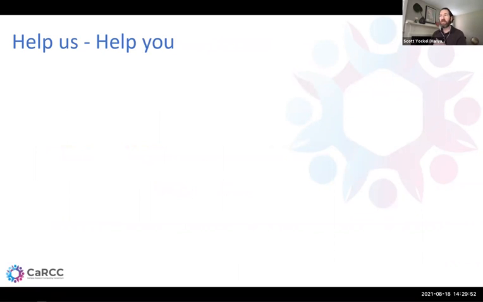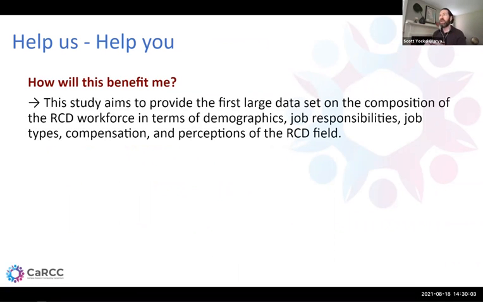So in this slide, you can help us and then we can help you. So quickly, you can go ahead and click. How will this benefit you as an individual? The study, like I said, is going to be the first large data set of this type. So you can help us because we need your data, but we can help you because we're going to provide a portal of this data back to you. But we can't do that if we don't have enough respondents. We can't get into some of the demographics and be able to make good comparisons between institutions.